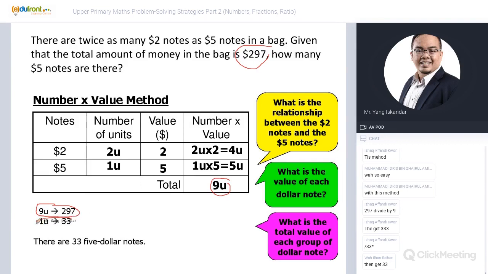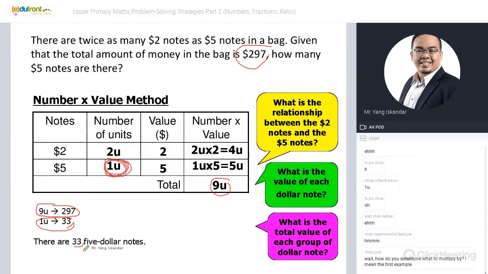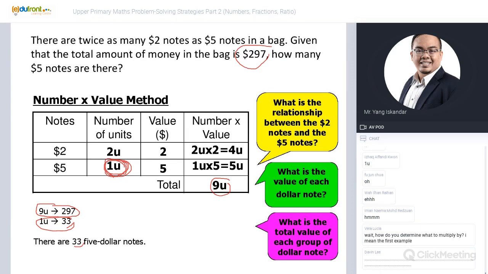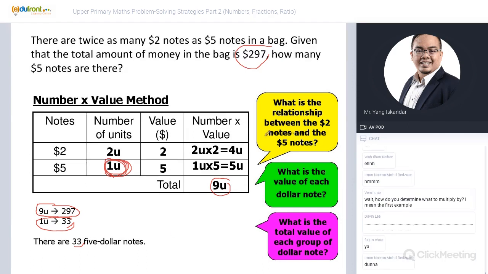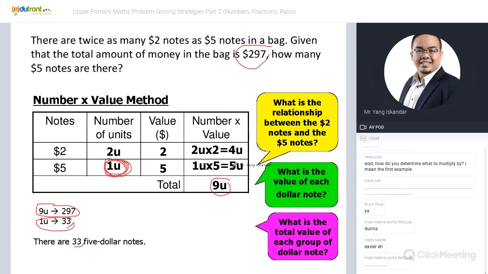Now, why is the answer just 33 here? Because the question asks, how many $5 notes are there? And for $5 notes, how many pieces, from this information here, this is 1 unit. There are 33. So you leave the answer as 1 unit. There are 33 $5 notes. So you can have a variation. They can ask you, what is the total value of the $5 notes? Then you cannot put 1 unit. You must multiply by 5 units.